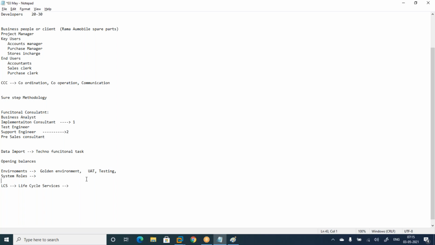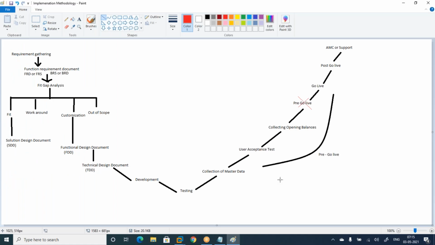So first point, we'll discuss this one in detail. I'm postponing this one for a few minutes. First one is opening balances. We'll discuss opening balances. Okay, so I do agree with you. Opening balances we can collect here, but this is a time period.